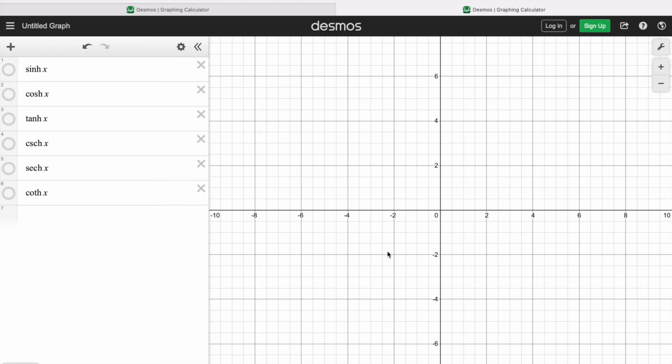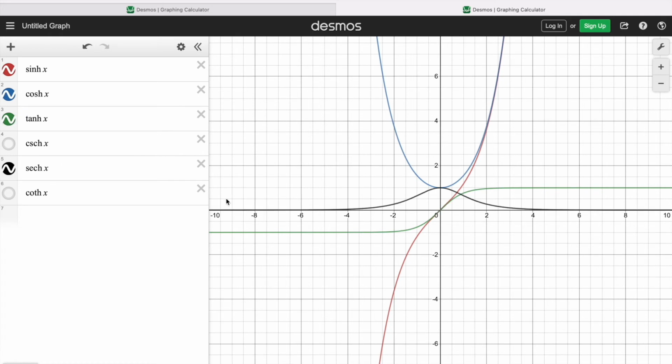Lastly, I just want to spend a few minutes talking about why some of the graphs of the equations look the way that they do. So I'll start with all the equations that don't have a vertical asymptote, which is the hyperbolic sine, cosine, tangent, and secant.